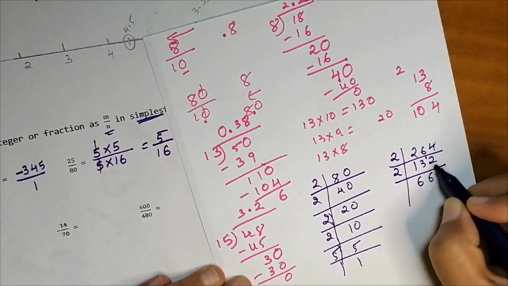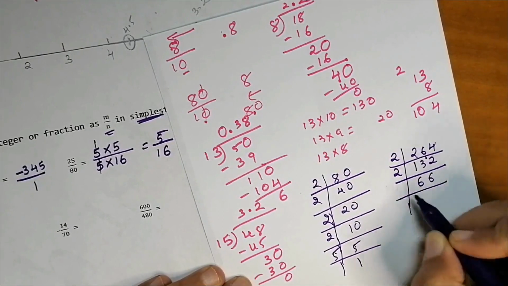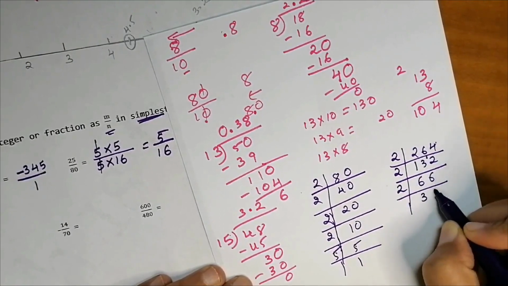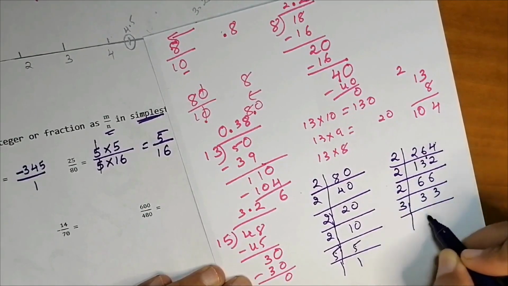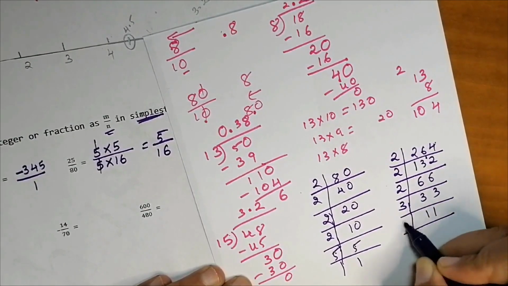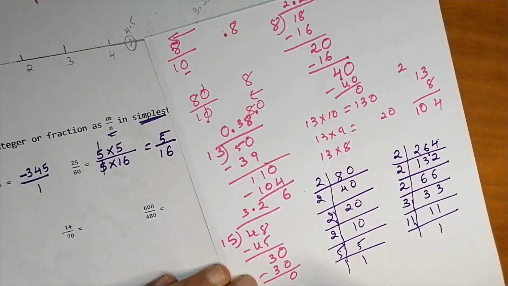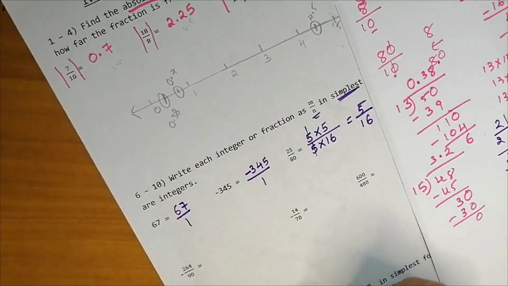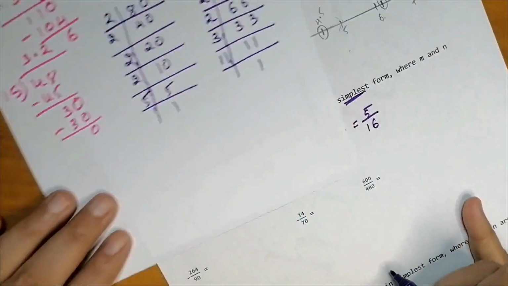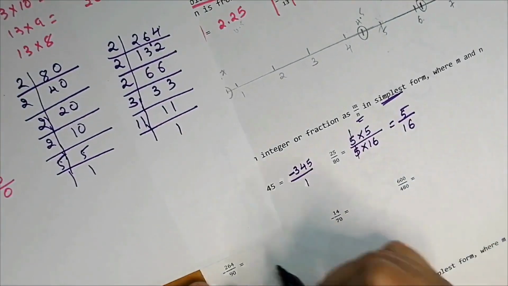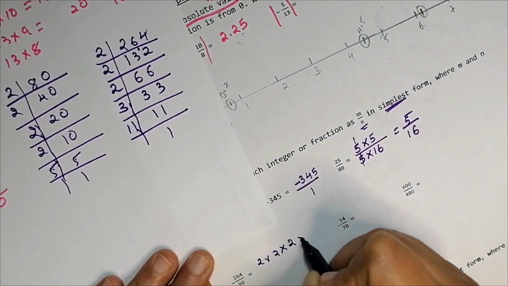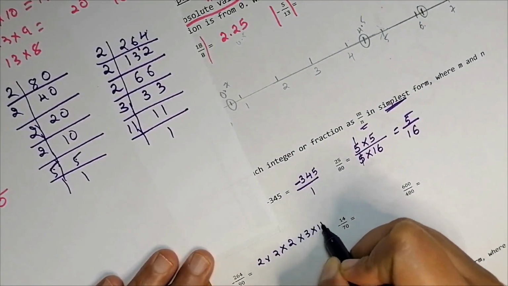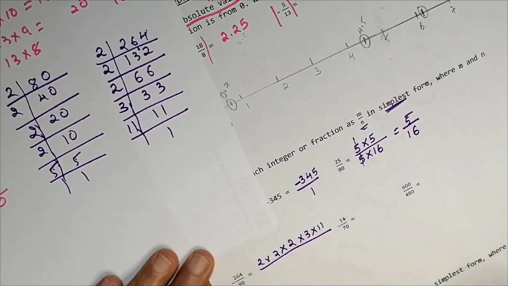So 2 times 6 is 12. Then 2, 33. It's easy, right? 3, 3. 3, 11 times 11, 1. Okay, so let's write these factors over here. The factors that we have, they are 2 times 2 times 2 times 3 times 11 over 90.